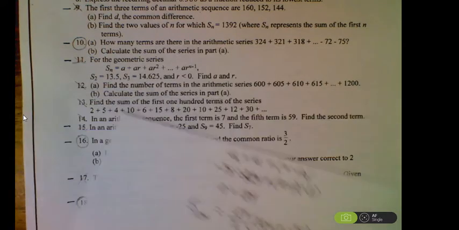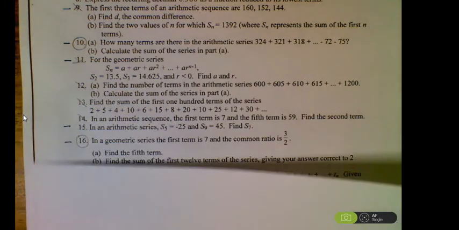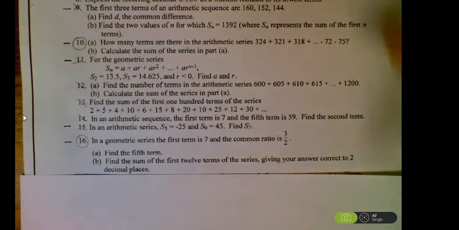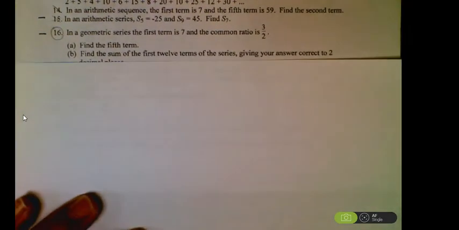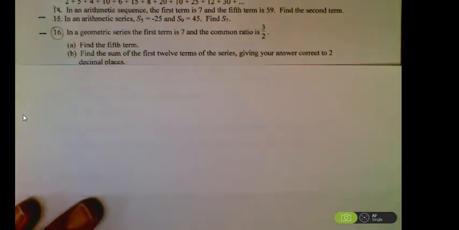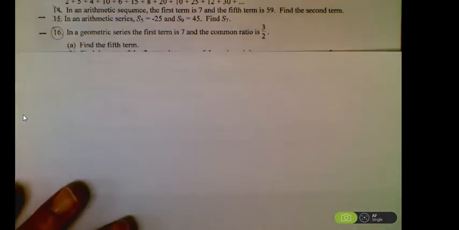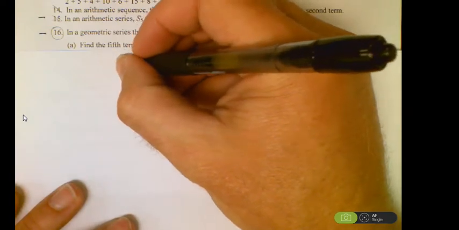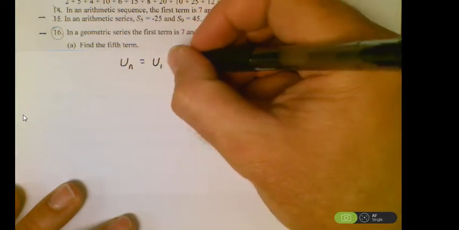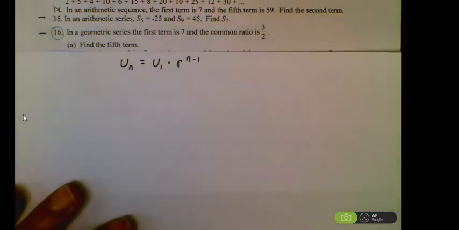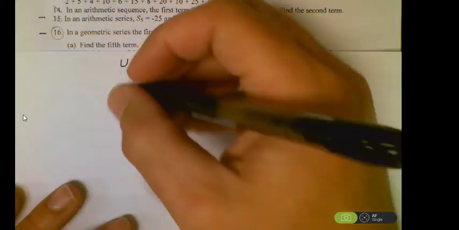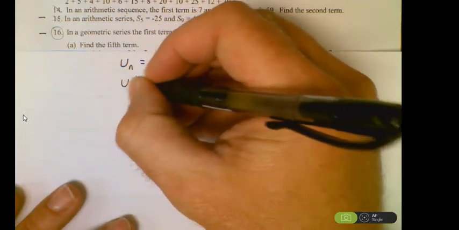So moving on to number 16. Now we have a geometric series. We know the first term and the common ratio, so find the fifth term. This one's a pretty straightforward use of the formula, using the U of n formula for geometrics. So we're looking for U of 5.